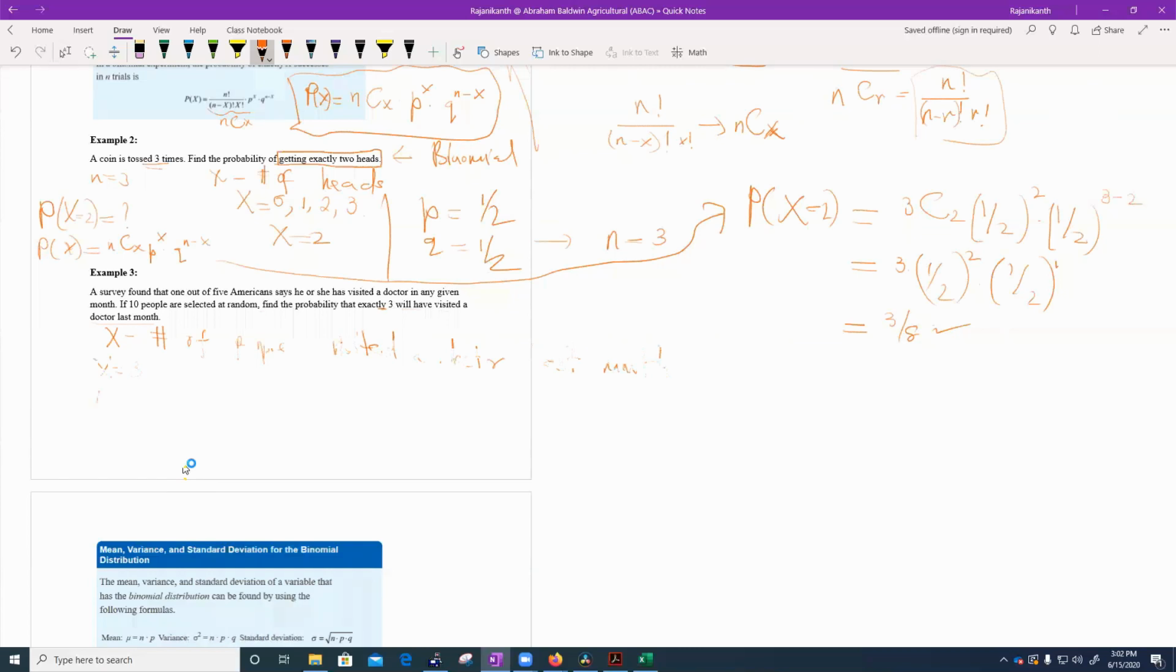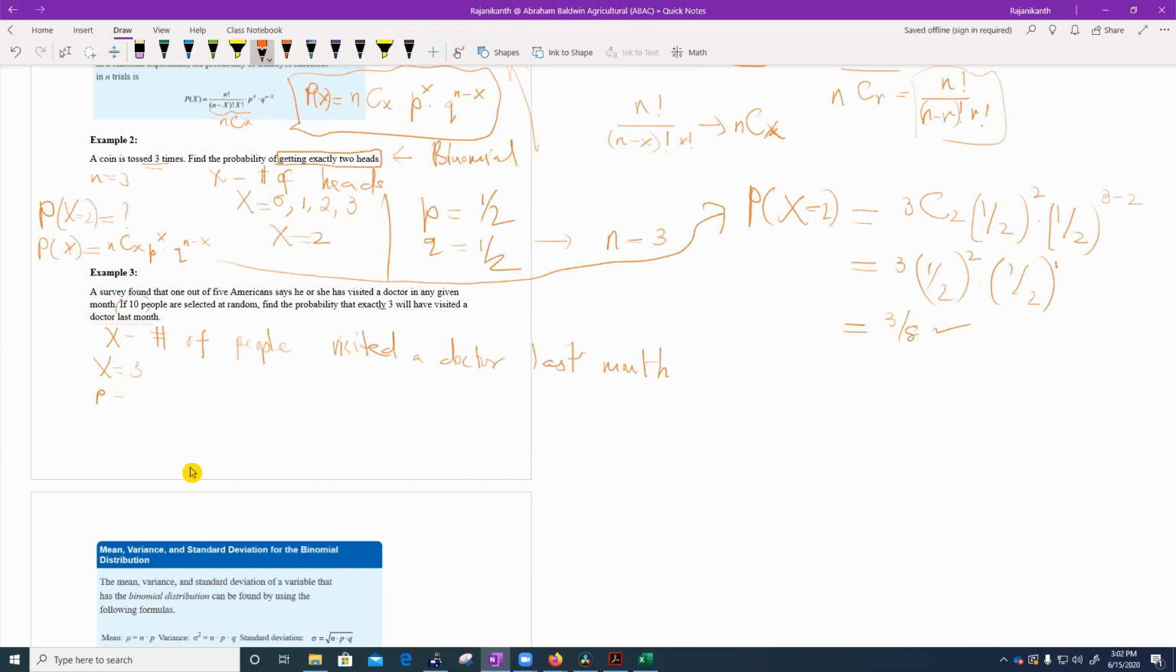That means what is little p? Little p is the probability of a single event. Now you are performing 10 trials. You are choosing 10 people and going one by one and asking. You go to the first person and ask whether he has visited the doctor last month. He has to say whether visited or not, so you will always have two outcomes, and this is a binomial experiment.